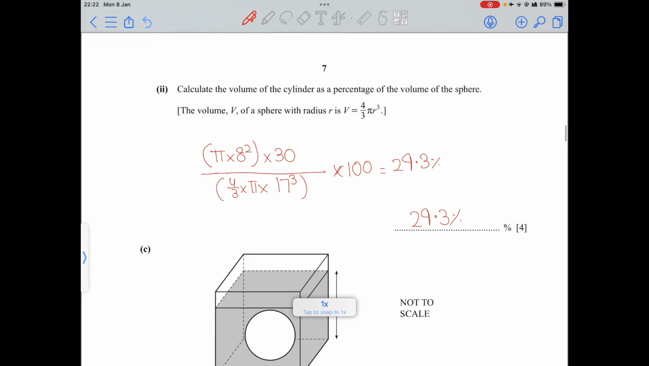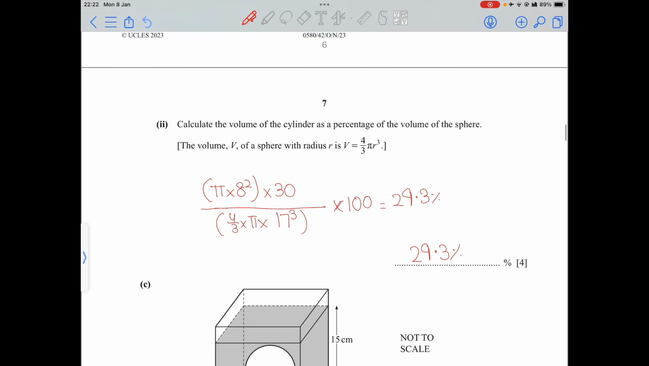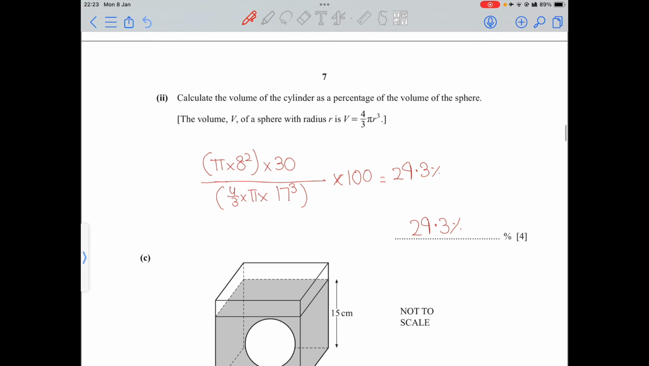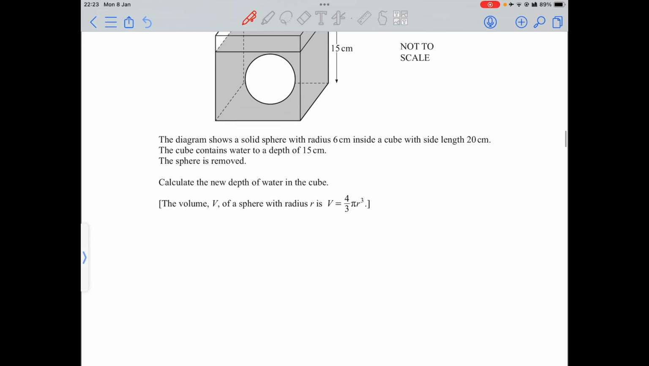29.3%. Alright, I'm just letting you guys know that I haven't really checked the marking scheme for this paper, so there might be errors in the calculations, and if you think there's an error, please do comment below so that we don't lead further students into errors. Sorry if there are any errors, but I'm assuming these are correct.